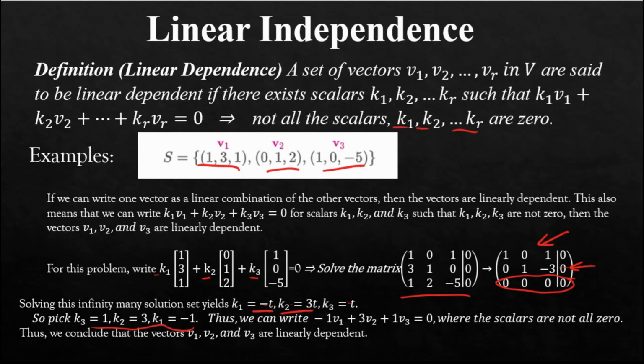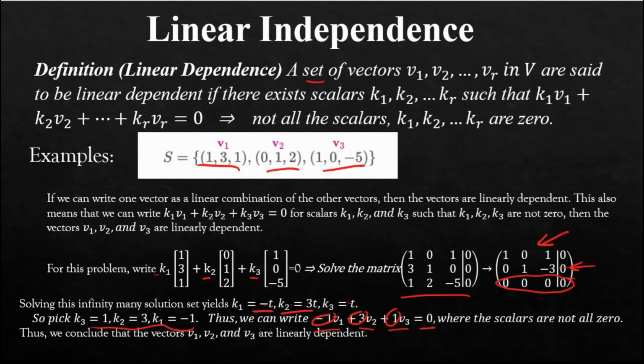And you'll get that combination here for this one: negative 1 times v sub 1 plus 3 times v sub 2 plus 1 times v sub 3 is equal to 0, where the scalars, what are the scalars? The negative 1, the 3, and the 1, where the scalars are not all 0. Thus we conclude that the vectors v1, v2, v3 are linearly dependent. That's what this definition means.